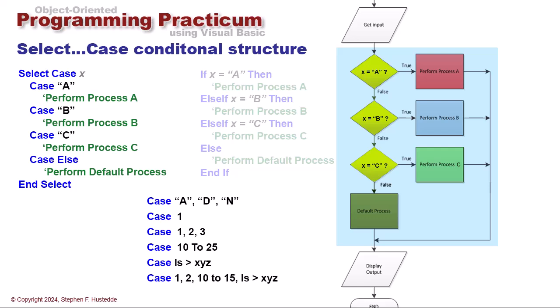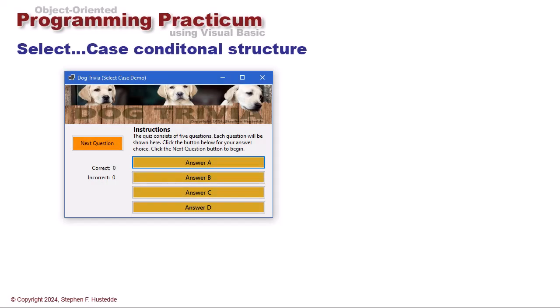And we can mix and match these things. So in the last one here, case 1, 2, anything between 10 and 15 or greater than xyz would be a match to execute that case fork. I created a trivia quiz application to demonstrate the use of select case.